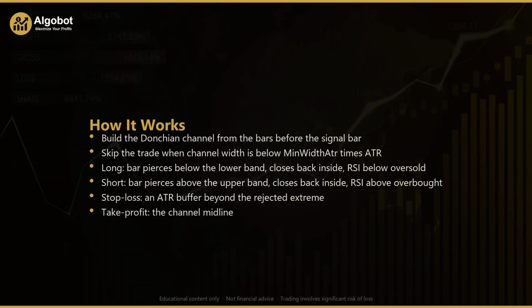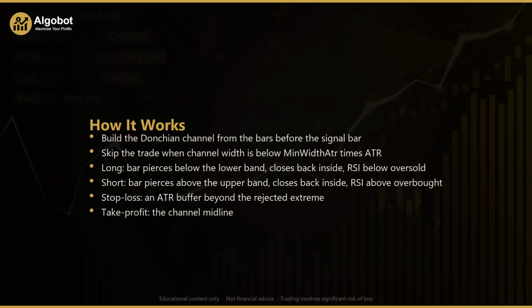Next comes the width filter. The strategy measures the distance between the upper and lower bands and compares it to the average true range multiplied by the MinWidthAtr setting, which defaults to 2. If the channel is narrower than that, the range is considered too compressed, and the strategy passes on the trade entirely. This keeps it out of dead, flat conditions.